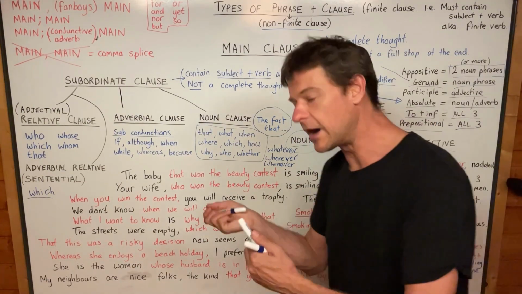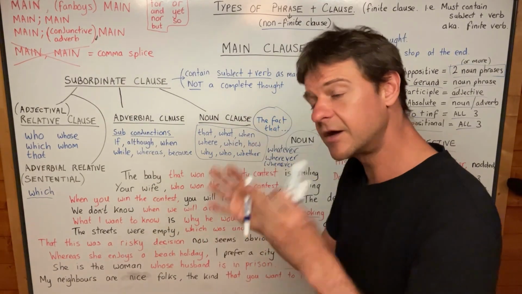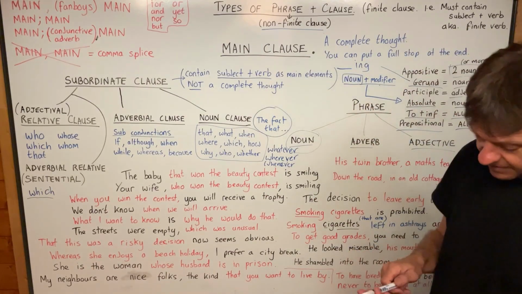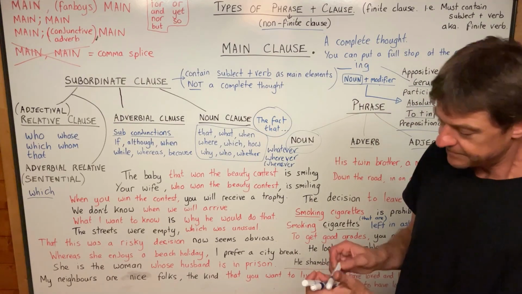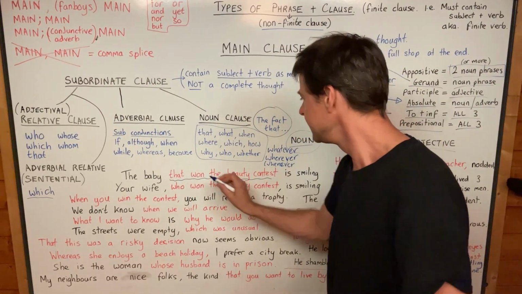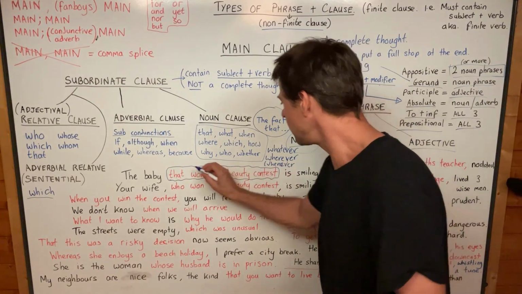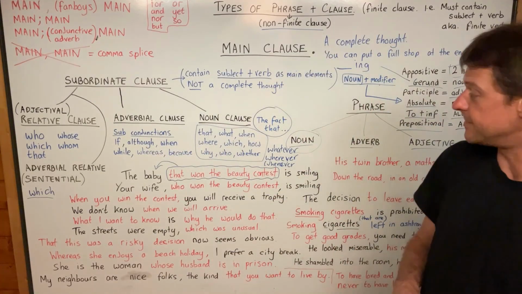You can walk up to someone and say the baby is smiling, and they understand what you mean. That's a complete thought. So the part in black is your main clause, but the part in red, the baby that won the beauty contest, I hope you can see that this part, that won the beauty contest, is a relative clause. It is describing the baby. It's a big adjective describing the baby.